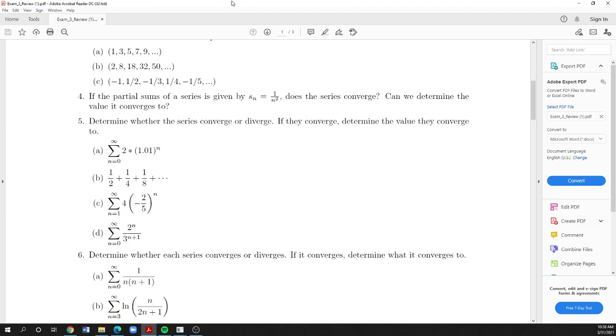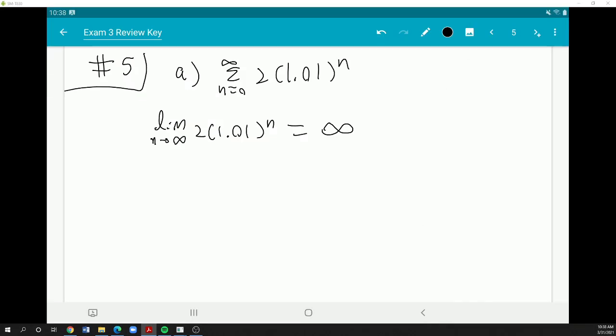The terms don't go to 0. In fact, they go to infinity. That's way worse, but they don't even go to 0. So the series diverges.